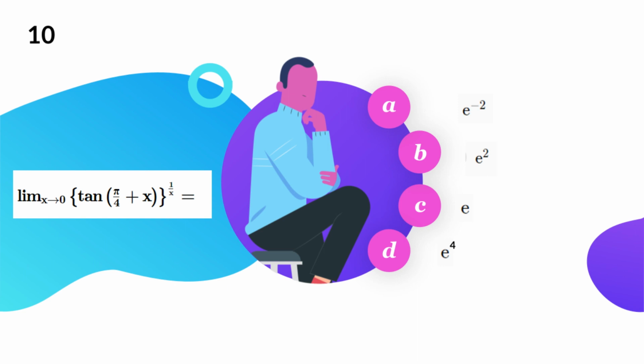That is a very important question from limit. It is given the limit as x tends to 0 of (tan(pi/4 + x))^(1/x). Now let us simply solve this. It is given limit x tends to 0, tan of (pi/4 + x) to the power 1 by x.